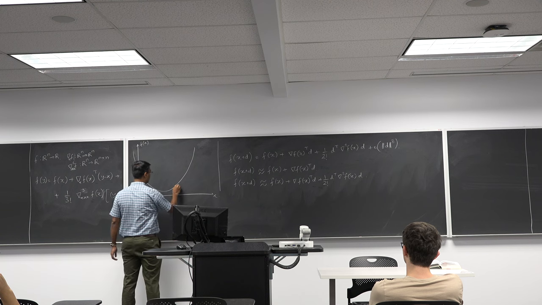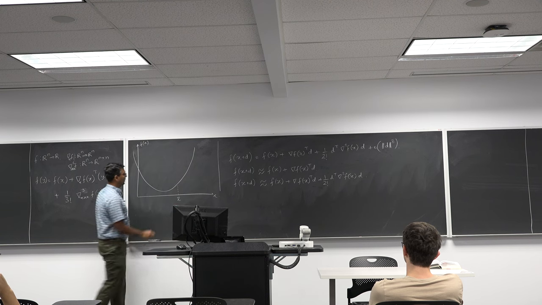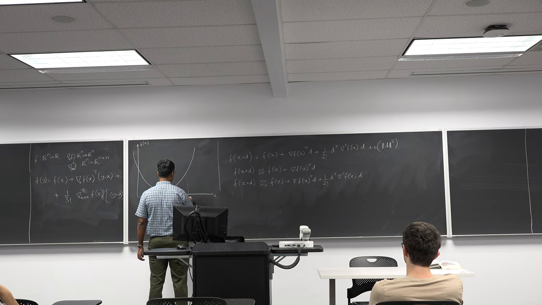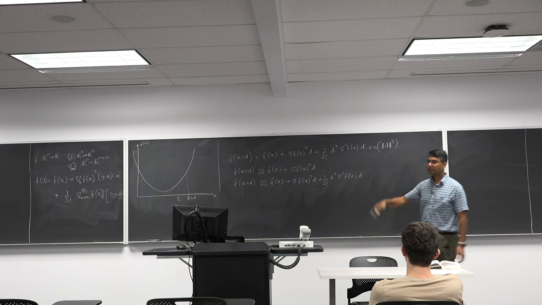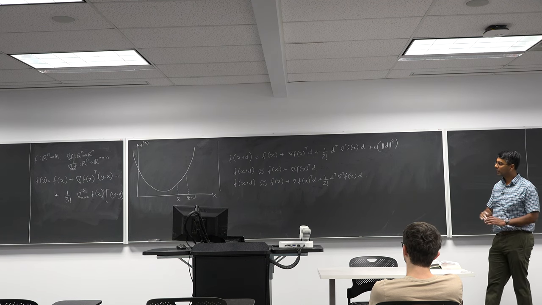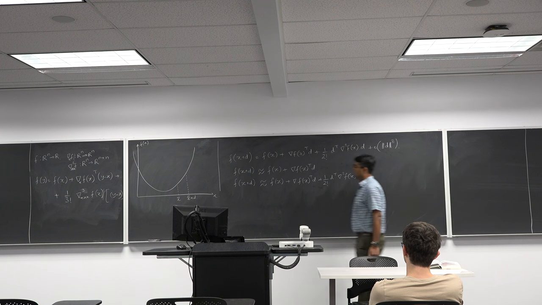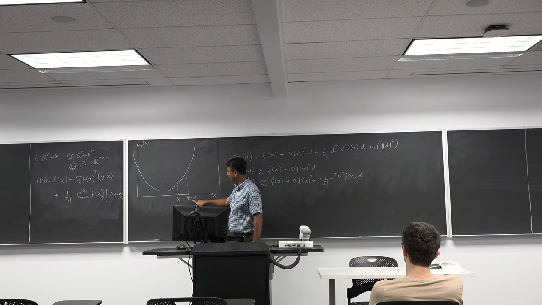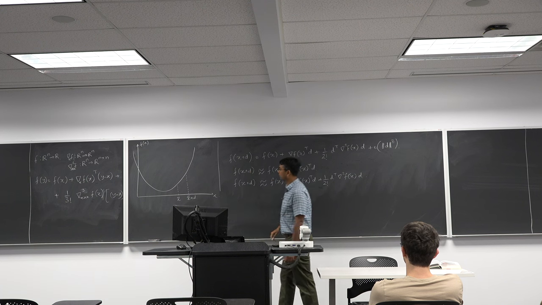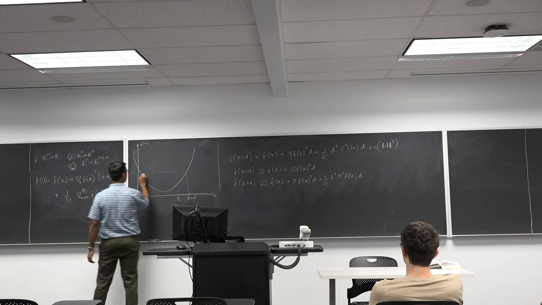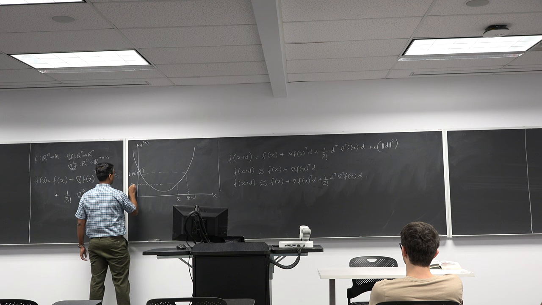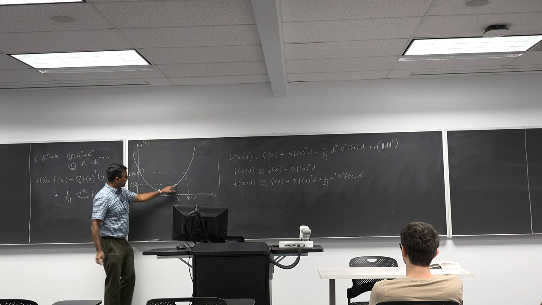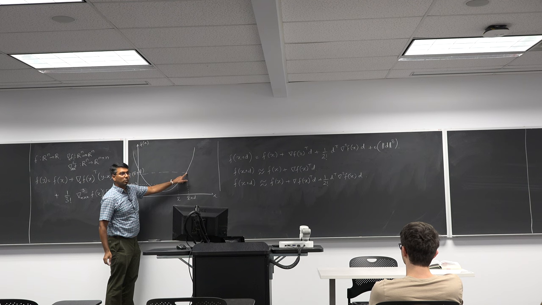I'll pick a point x here. Let me call it x bar. And this is x bar plus d. So I have a function which is a bit curvy. It has some curve. It's not like a straight line or linear or anything like that. I'm sitting at x bar, and I'm looking at x bar plus d, a little bit further away from x bar. This is my f of x bar plus d, and this is f of x bar. And I'm sitting here, and I'm approximating what this value is going to look like.